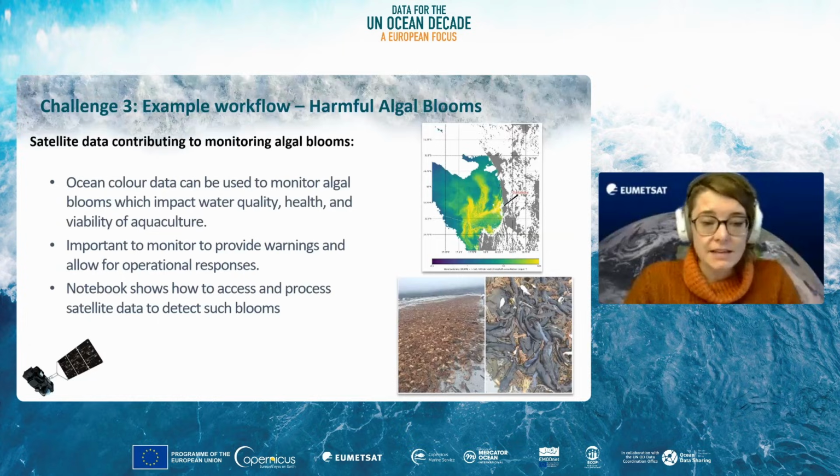The data here can provide warnings and allow for operational responses to this. So aquaculture operators can harvest early. They can choose to move into different modes of feeding and recirculation, depending on what is important in terms of managing the impacts of these blooms on their operations. And the notebook that accompanies this shows you how to access some of this data and process the satellite data to a particular standard to help you detect these blooms.